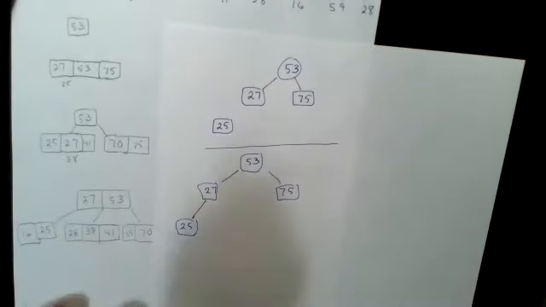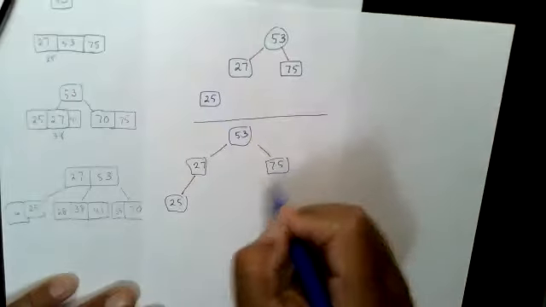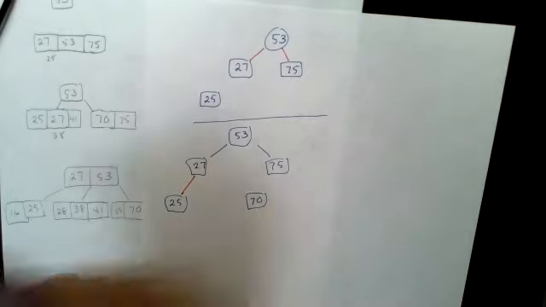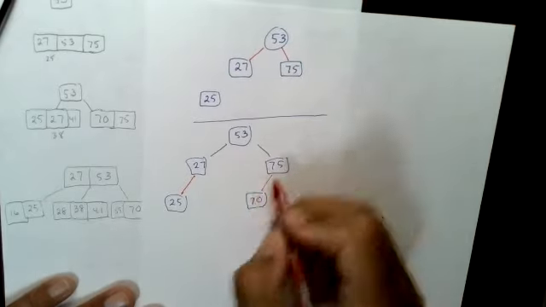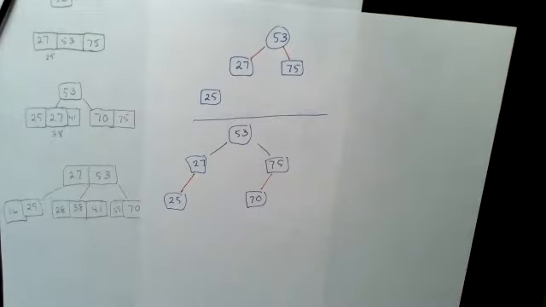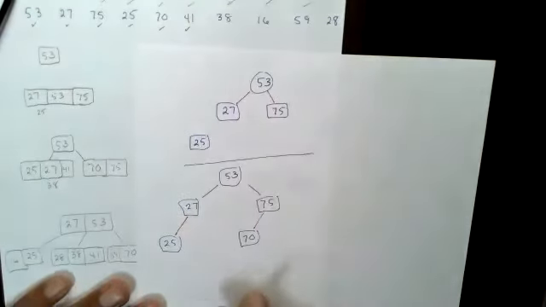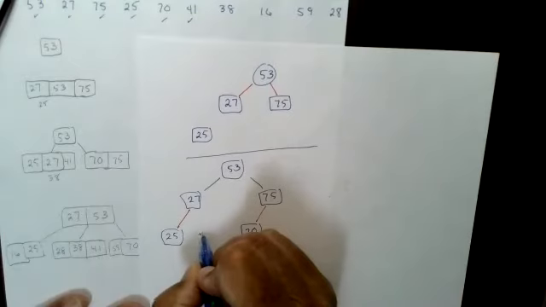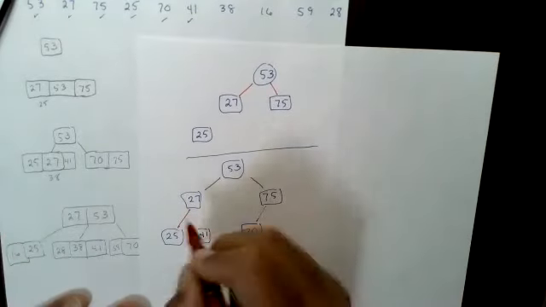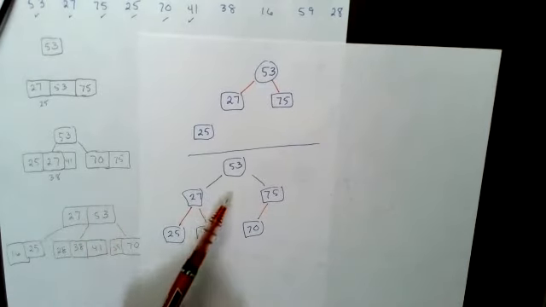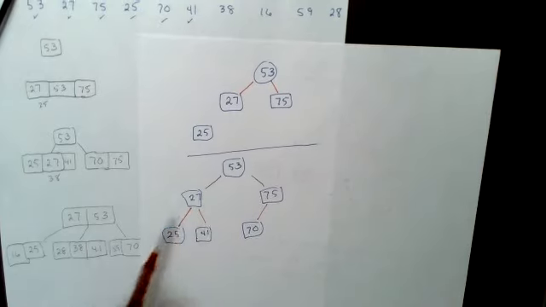The next number after 25 is 70. 70 is going to get added. It's to the left. It's a sibling. So it gets red, and I start looking up, and I see I'm still okay. The next number was 41. 41 goes to the right here. I add it as a red. It's just a sibling, and I'm looking pretty good here. I have my 53, my 27, my 25, my 41, my 70, 75.